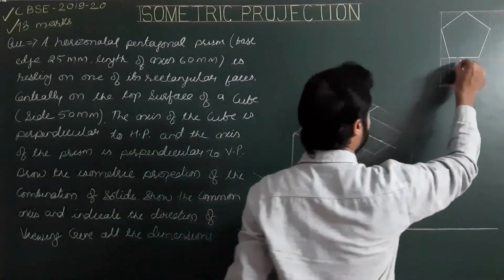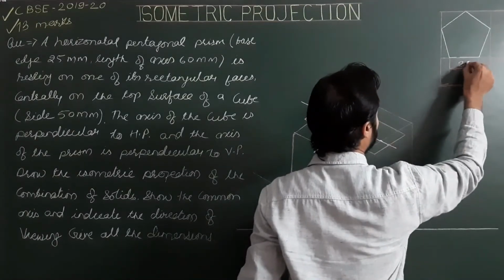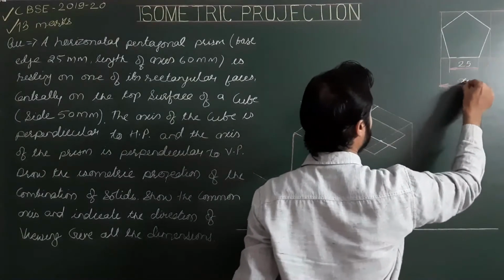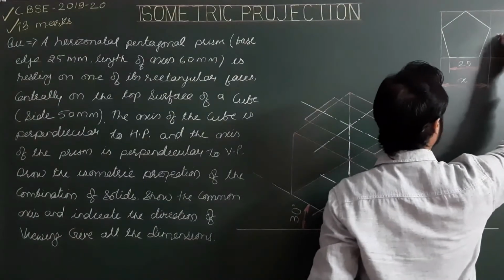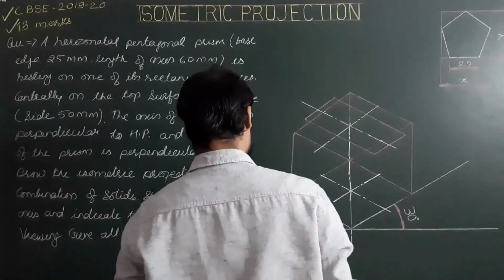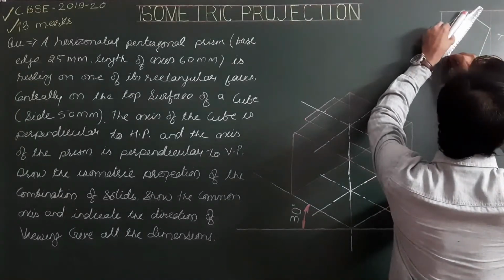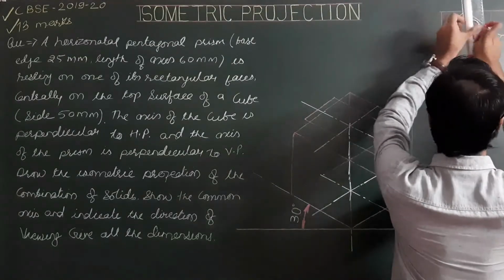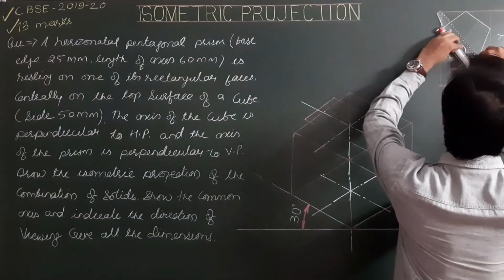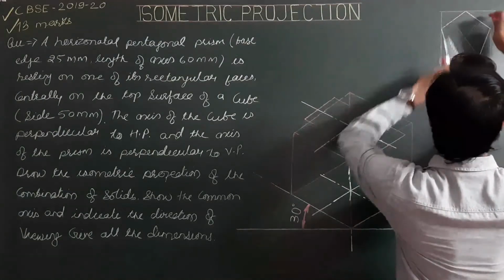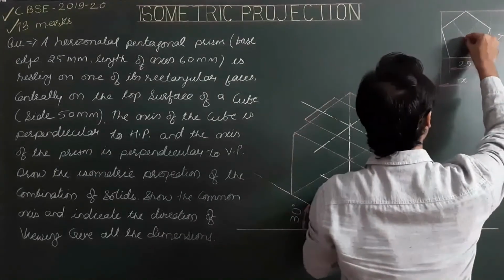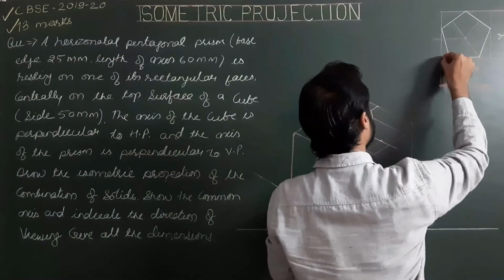Size 25 for the pentagon and dimensions of the helping box X and Y. Next, locating the center of the pentagon by drawing lines from each corner to the opposite midpoint. The common intersection point is the center.